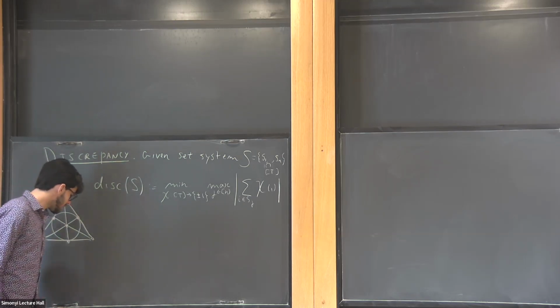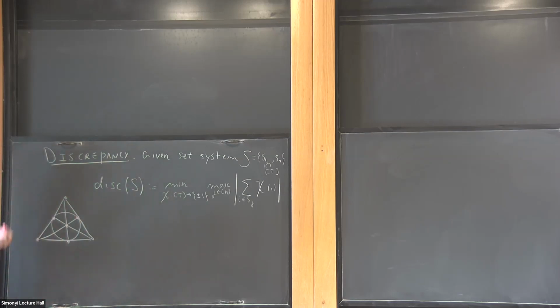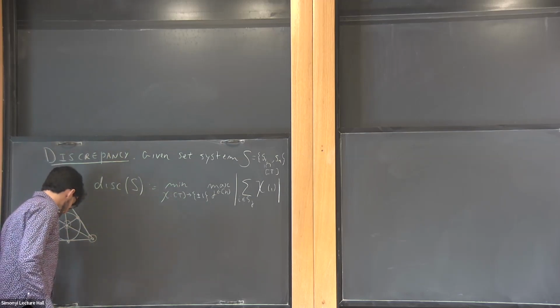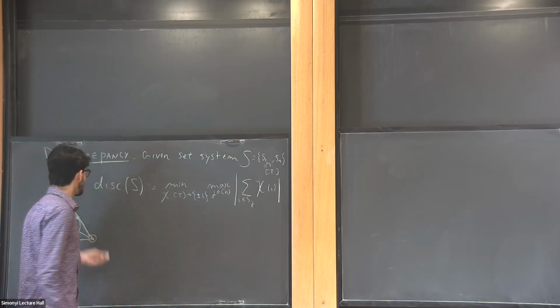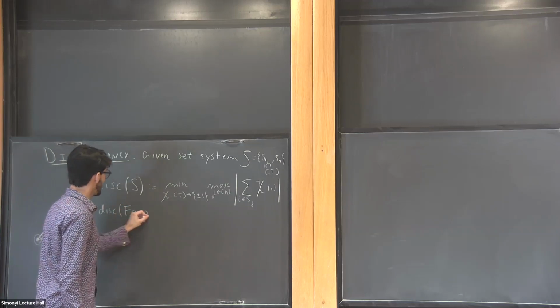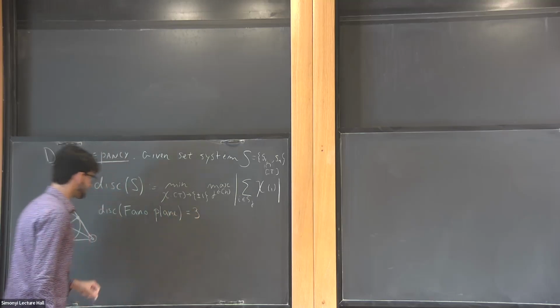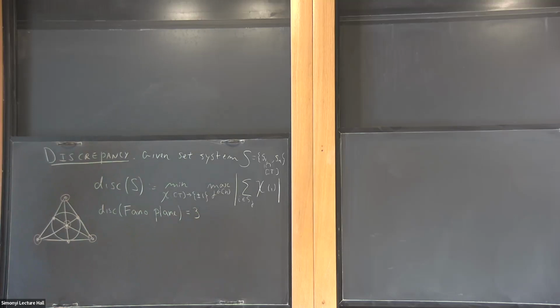And you can verify that no matter how I color these points plus minus 1, say I call this the plus 1s, maybe I color these red, no matter what I do, there's always a set that is monochromatic. So, for example, the discrepancy of the Fano plane is 3. I don't know a direct proof. I just try all the colorings.